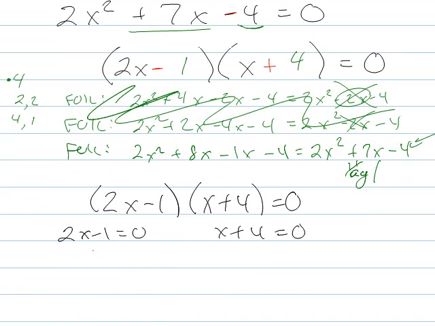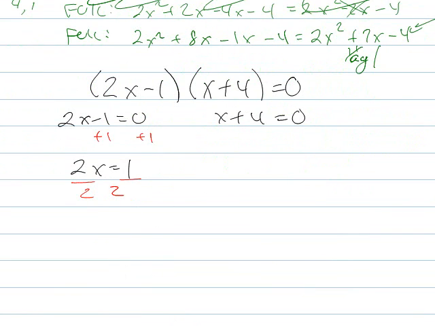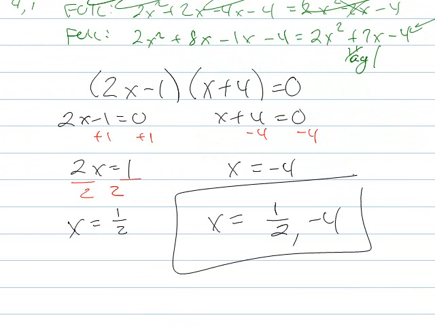So this first one, to solve for x, add 1 to both sides, 2x equals 1, divide both sides by 2, and get x equals 1/2. And over here, subtract 4 from both sides, and get x equals negative 4. So our choices are x could be equal to 1/2 or negative 4. Super fun. So let's do one more example like this, and then I think we'll be satiated with this kind of stuff.